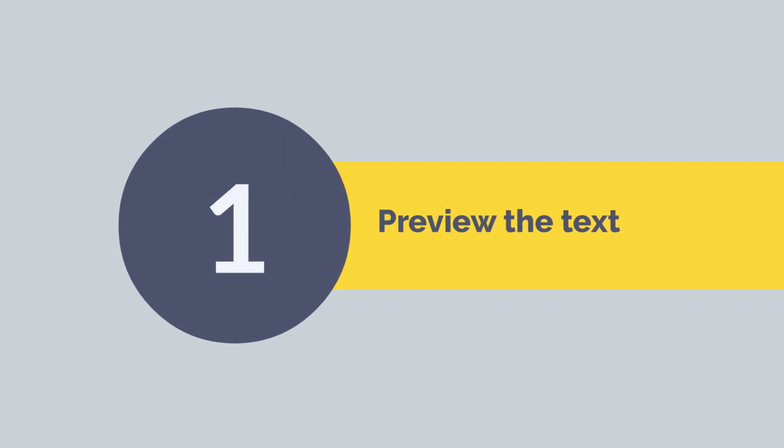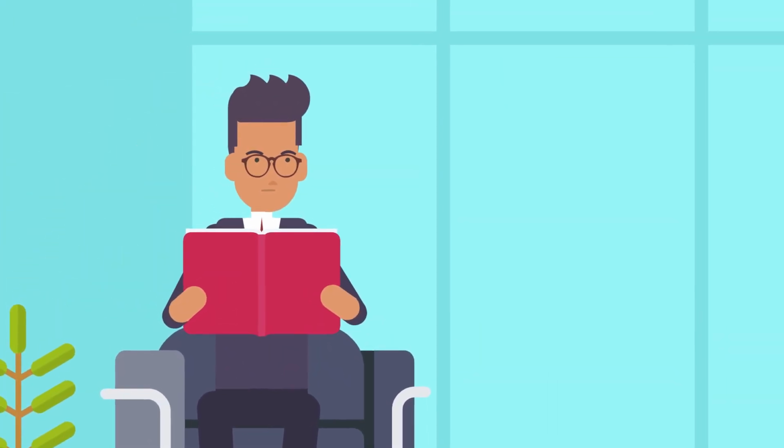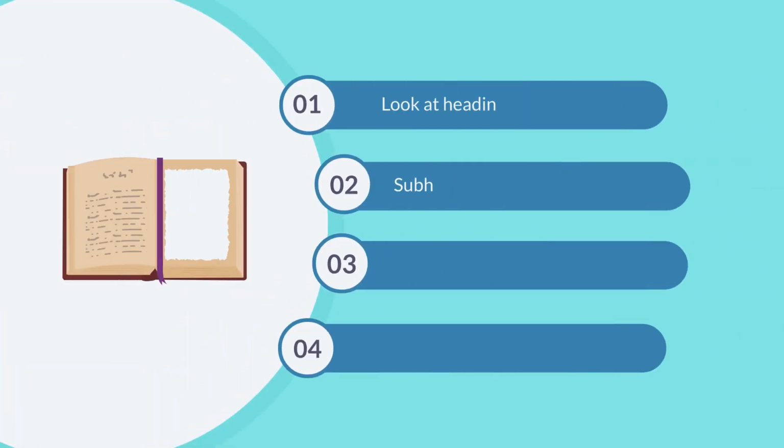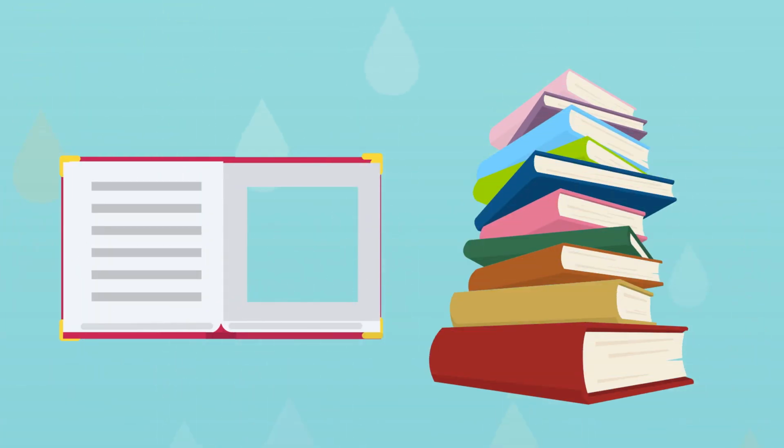1. Preview the text. Before reading, quickly preview the text to get a sense of its structure, topic, and purpose. Look at headings, subheadings, images, and graphs. This will help you understand the organization of the text and anticipate what information it might contain.